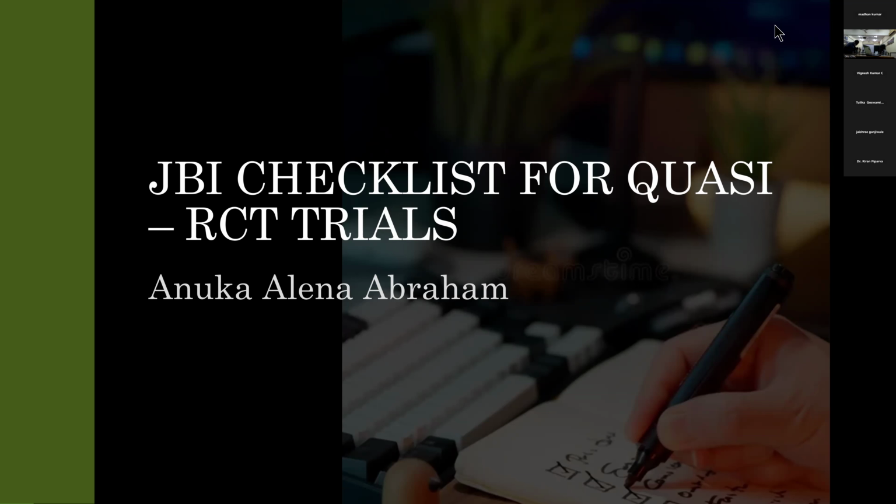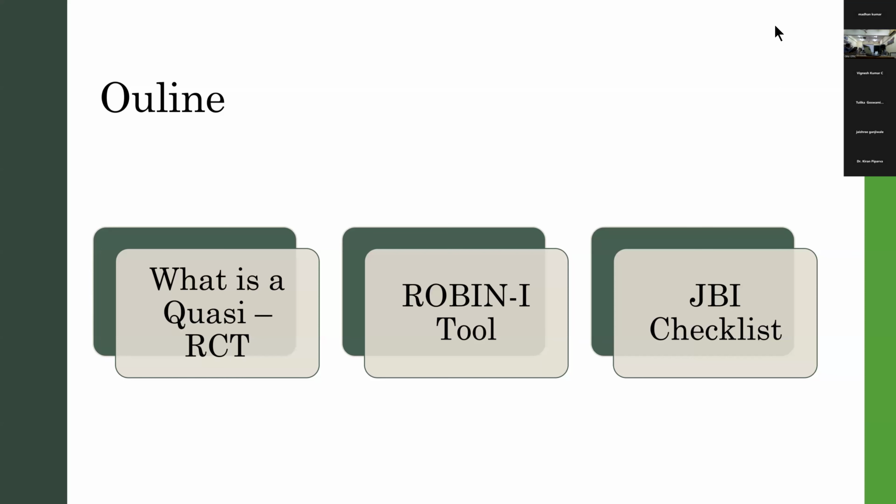Good morning. Today we will look at a new checklist, the JBI checklist for a quasi-RCT. So today the outline of the talk would be: what is a quasi-RCT? We are very familiar with a randomized controlled trial. We have actually had multiple sessions on the same. And what are the tools we can use as a checklist for critical appraisal of a quasi-RCT. So we will look at two tools. One, a brief introduction about the ROBINS-I tool, and we will today go into detail on the JBI checklist.